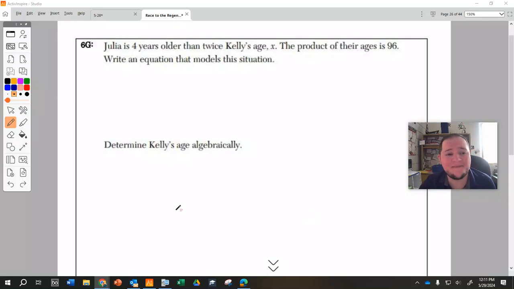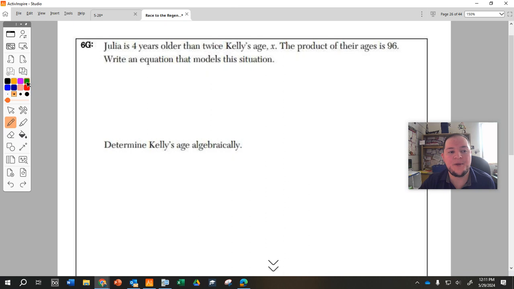Question 6G. Just get right into it. Julia is 4 years older than twice Kelly's age, X. So they're kind of telling you in English here, Kelly's age is represented with X. Cool. The product of their ages is 96. Write an equation that models this situation.